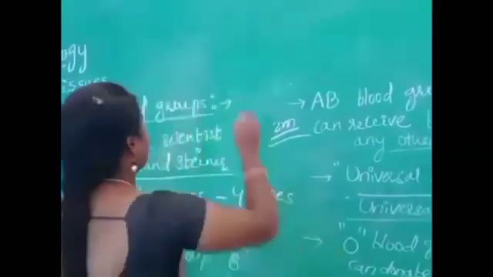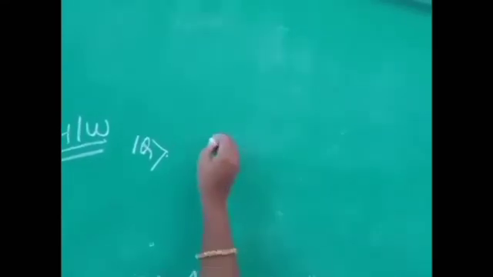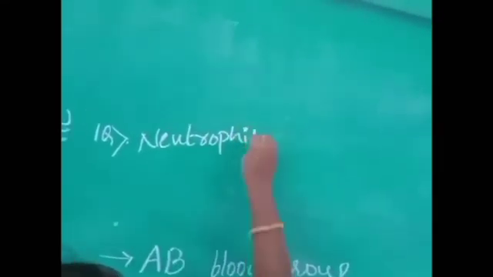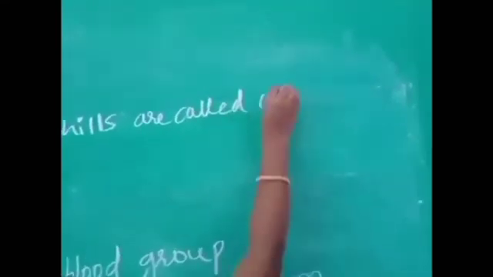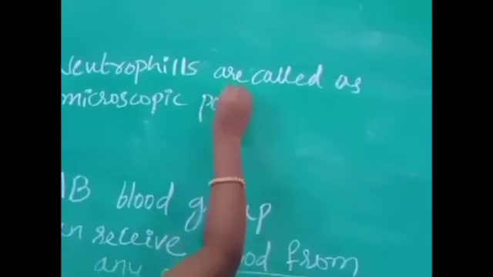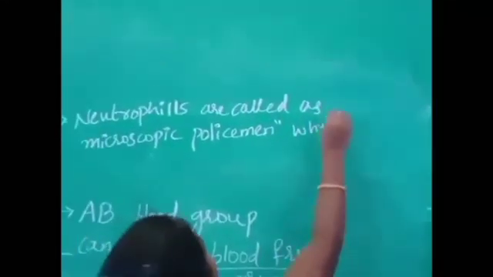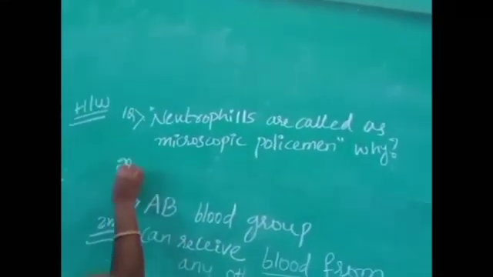Now take your homework. First question. Neutrophils are called microscopic policemen. Why? Neutrophils are also called microscopic policemen. Why?